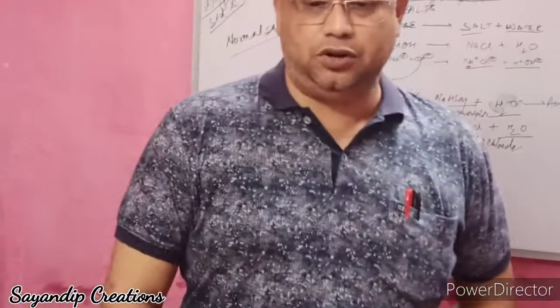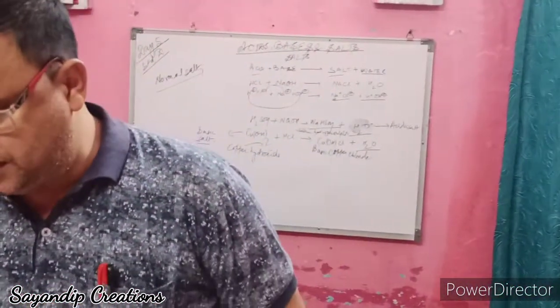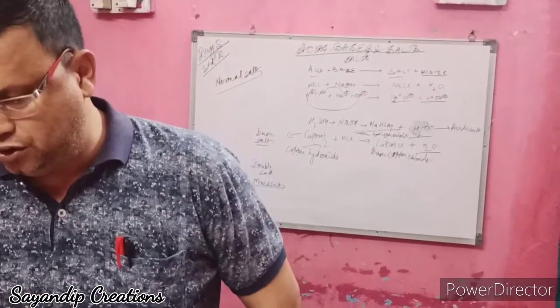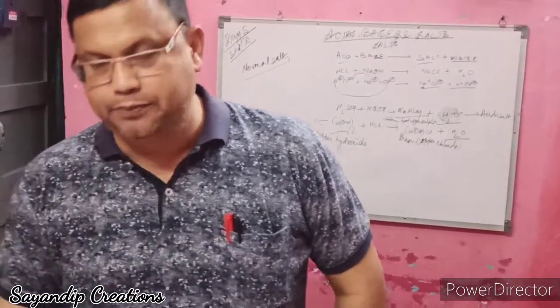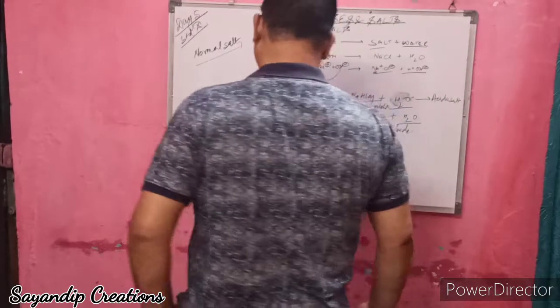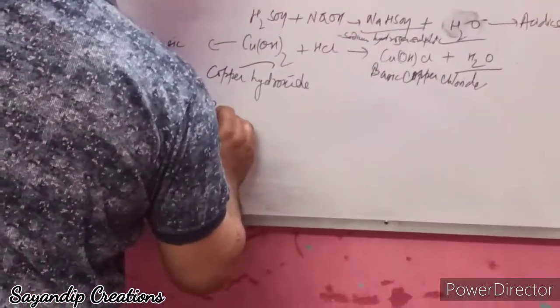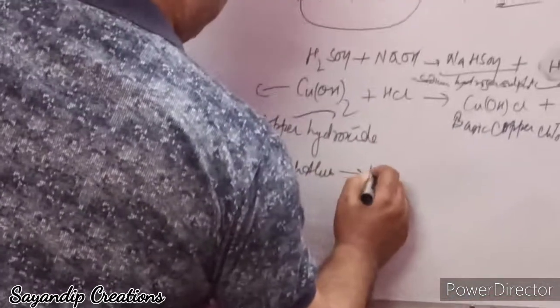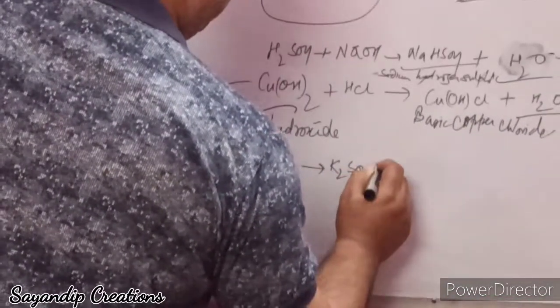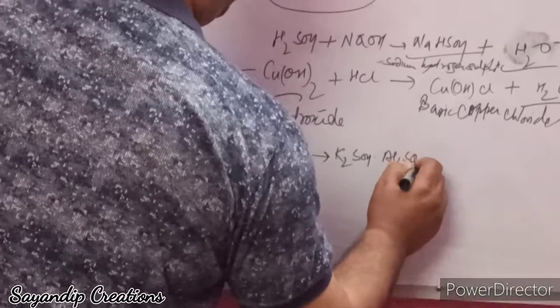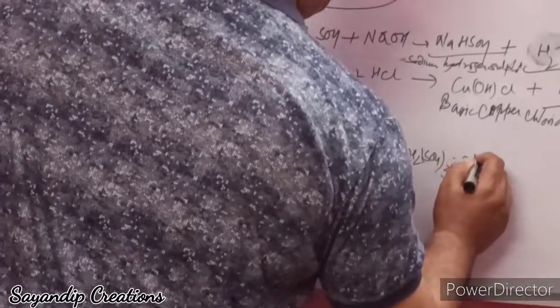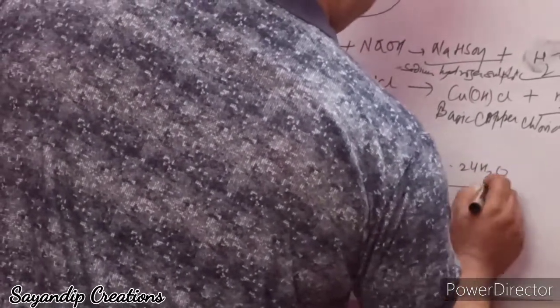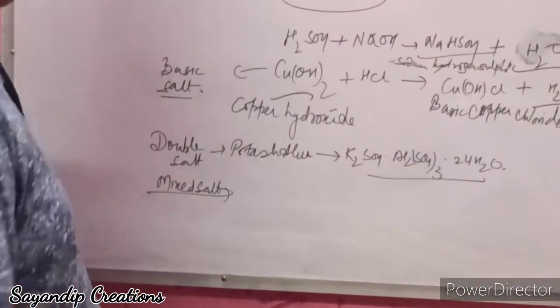Now, what is double salt? A double salt is formed by two simple salts. The simplest example is potash alum, K2SO4.Al2(SO4)3.24H2O. This is called potash alum.